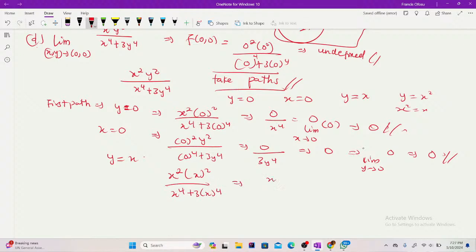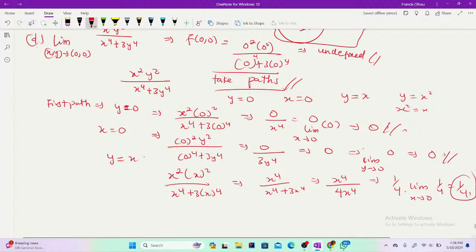So this gives me x to the power 4 over x to the power 4 plus 3x to the power 4. This is the same as x to the power 4 over 4x to the power 4, right? So meaning that obviously when I cancel, I'm getting what? 1 over 4, is that not it? So the limit as x approaches 0 of 1 over 4 is simply equal to 1 over 4. This is a constant function.